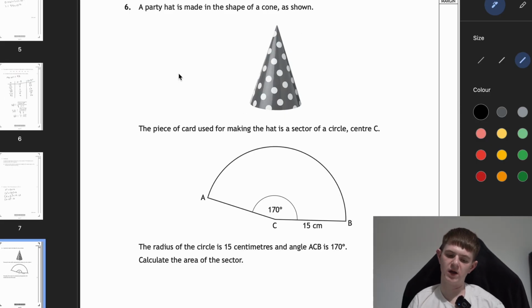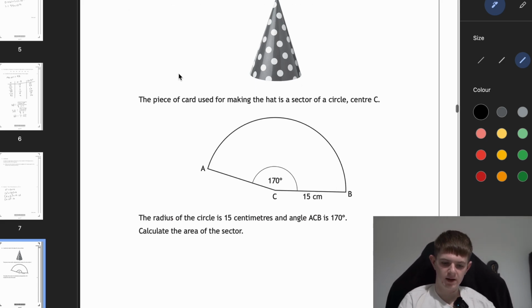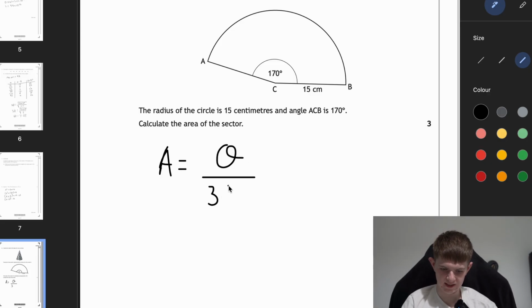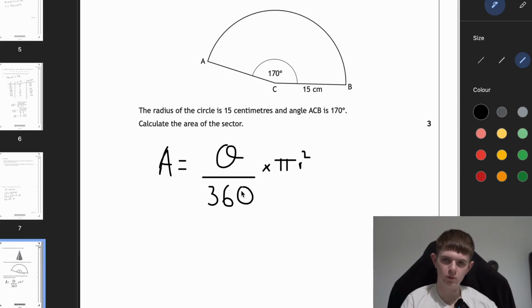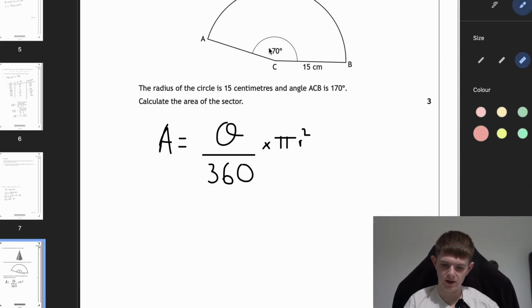Question number 6. So we've got arcs and sectors. Remember, arcs and sectors formulas aren't in the formula sheet, so you need to learn them off by heart. The area of a sector, so I'll put the area here, equals theta, which just means angle, over 360 times pi r squared in there. And then we'll just sub in everything that we can see here. So we've got our angle in there, and we've got a radius in there.